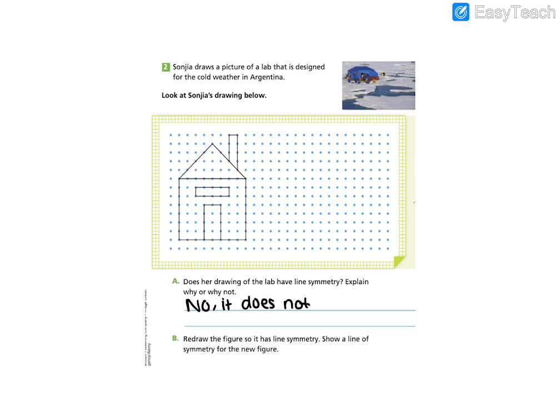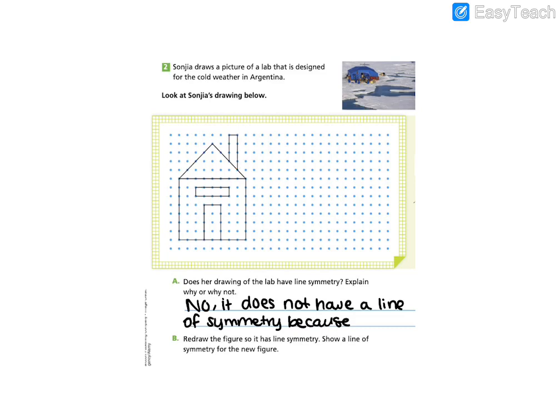It does not have a line of symmetry because, and go ahead and explain why. Why can you not fold this in half and have it be the same? Right, this chimney. Okay, so this does not have a line of symmetry because the chimney is not symmetrical, right? There's not a matching one on the other side.